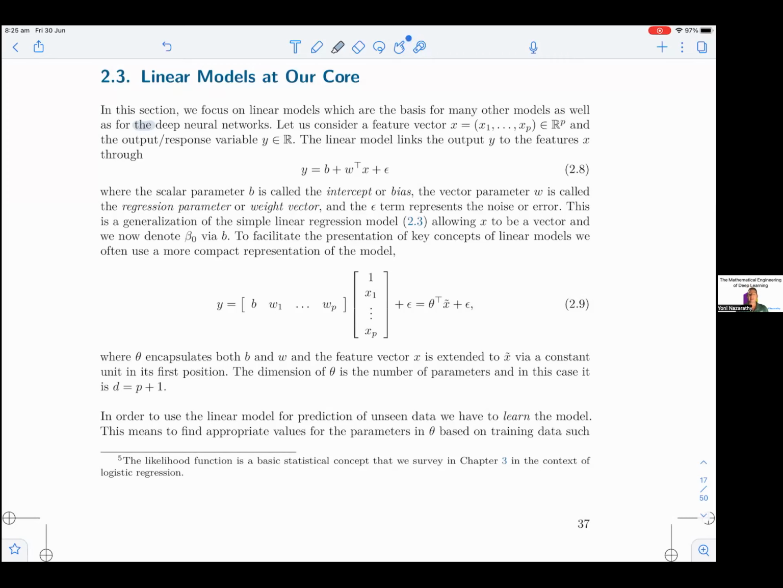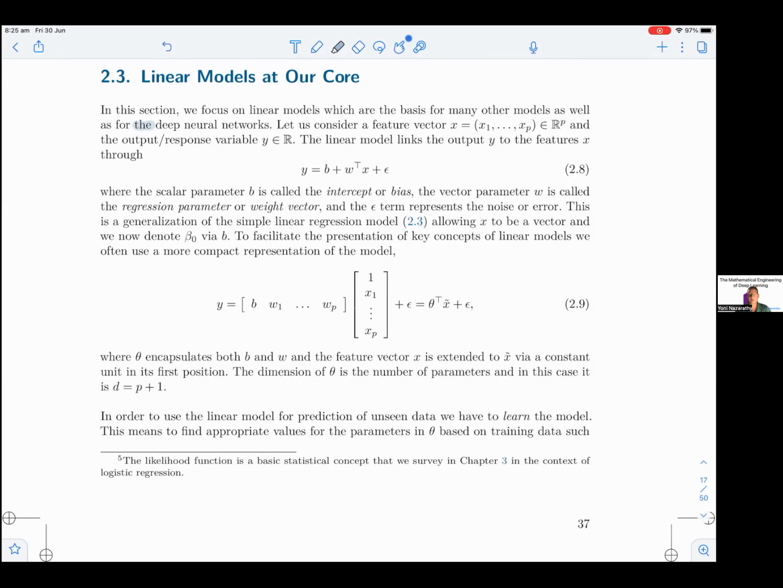The linear model links the output y to the features x through y equals b plus w transposed x plus epsilon, where the scalar parameter b is called the intercept or bias. The vector parameter w is called the regression parameter or weight vector, and the epsilon term represents the noise or the error. This is a generalization of the simple linear regression model 2.3.